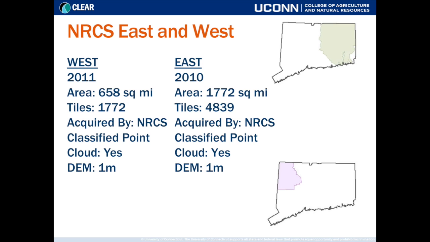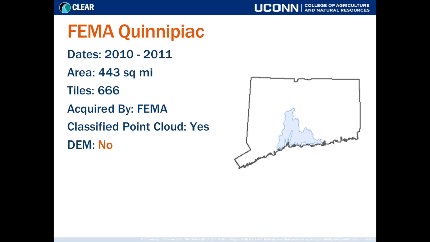NRCS has done a lot of LiDAR collection in Connecticut. Two parts, the nearly eastern half of the state and the northwest chunk, are shown here, captured in two different years. FEMA captured the Quinnipiac River watershed, shown in blue here. No DEM tiles were delivered, just the point files.